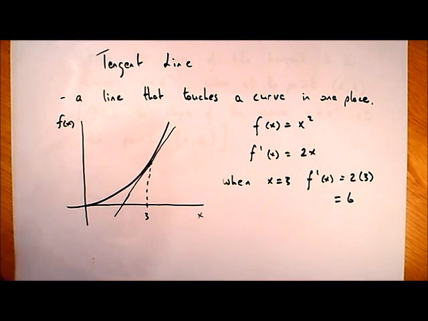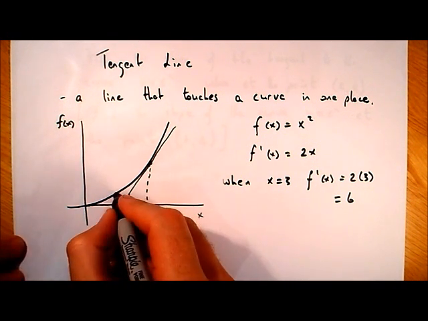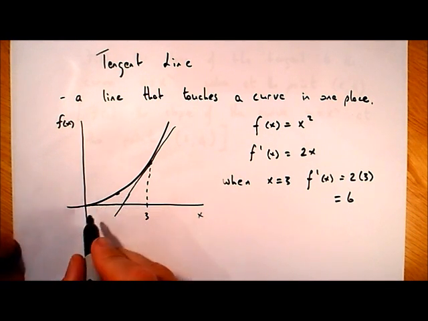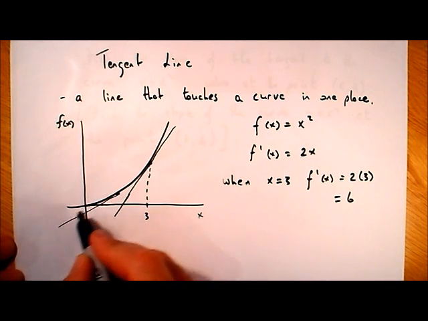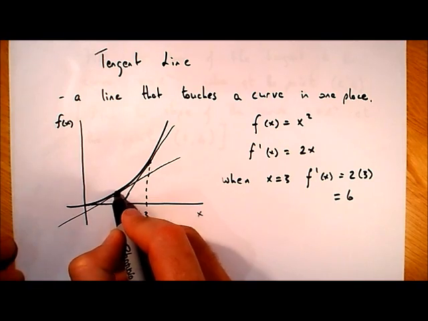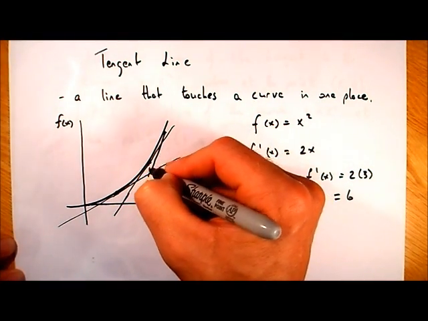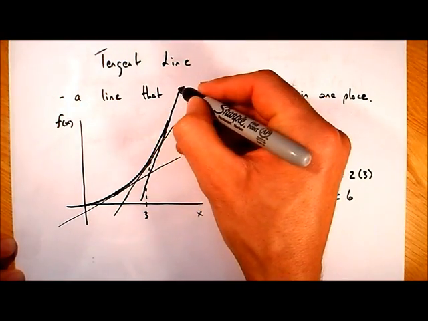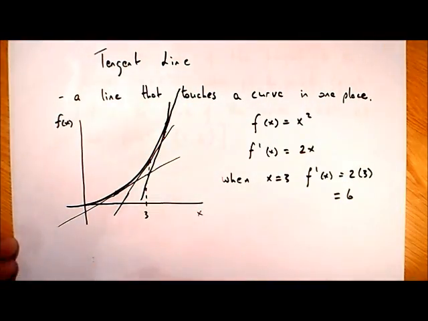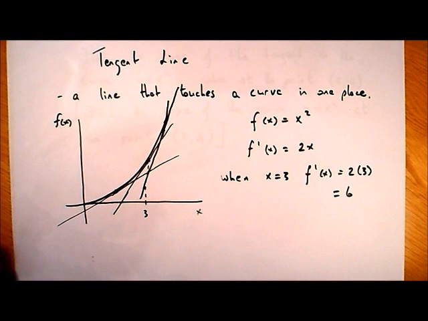Now, the curve f of x equal to x squared, or any curve actually, has an infinite number of tangents. I could draw in the tangent line here, which is the line that only touches the curve at that point. It comes up there. I could draw the tangent line up here, which would look like that. And you can see it only touches the curve in one place only.